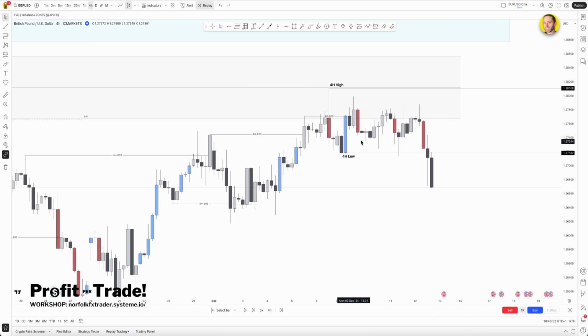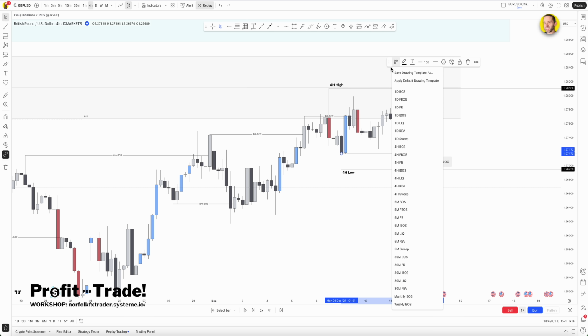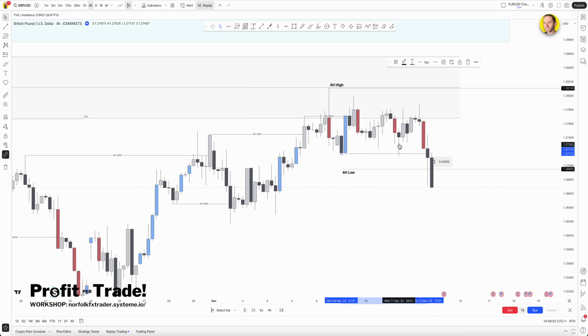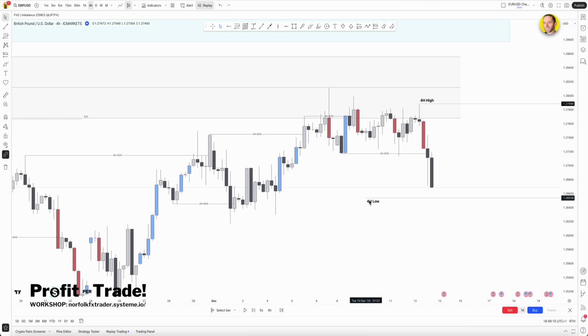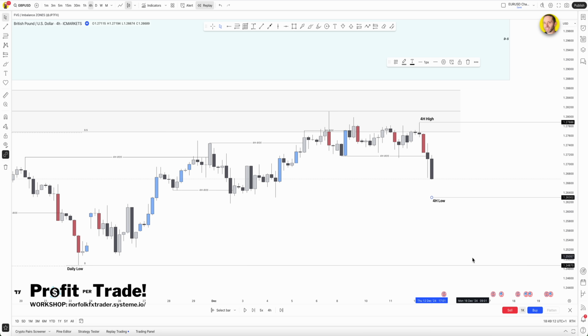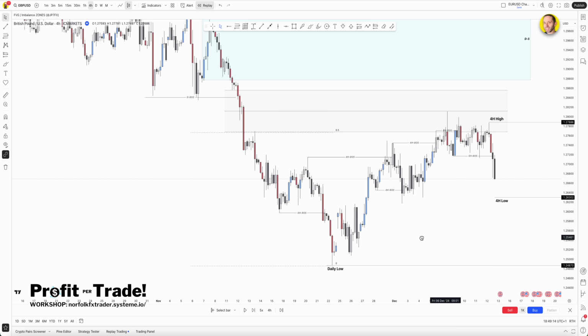Once we see this shifting or this close down where we have a new break of structure bearish here in the market, let's mark this out as a 4-hour break of structure. We have a new high created. There's our last close up. This becomes a new high. Now we haven't created a new low at the moment, but we can look down. There's our daily low.